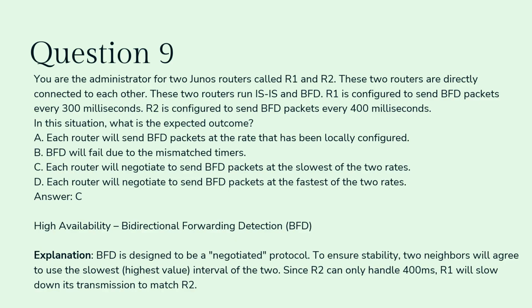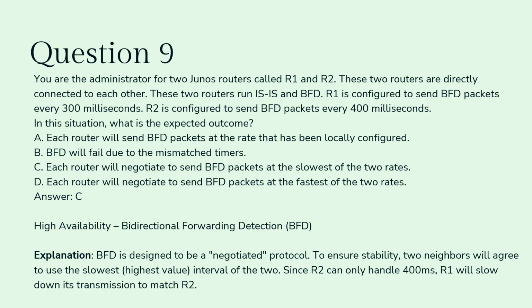You are the administrator for 2 Junos routers called R1 and R2. These 2 routers are directly connected to each other. These 2 routers run IS-IS and BFD. R1 is configured to send BFD packets every 300 milliseconds. R2 is configured to send BFD packets every 400 milliseconds. In this situation, what is the expected outcome?